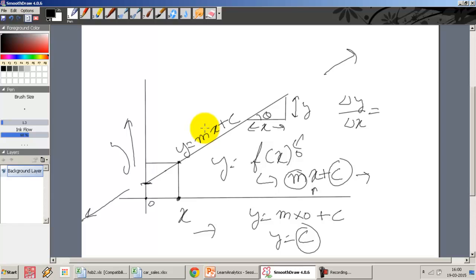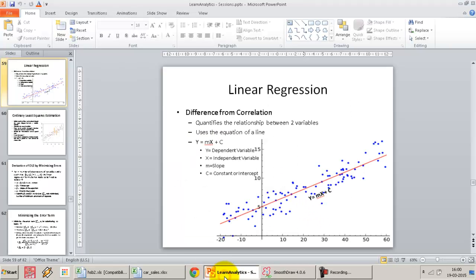So let's have a look at how this works. A few terms that we must learn or we must be very familiar with. In a line segment, the equation of a line always follows the convention that y is equal to mx plus c, where y is also called the dependent variable and x is also called the independent variable, i.e. y is on the left hand side and x is on the right hand side.